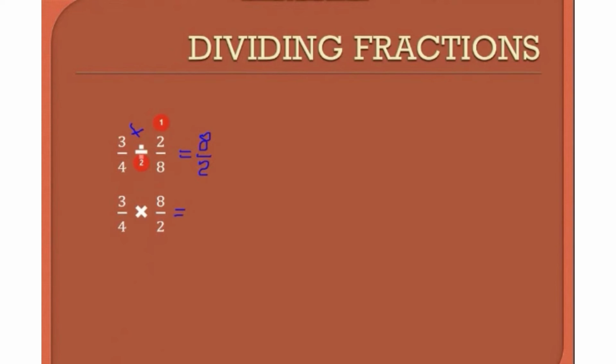3 times 8 is equal to 24 and 4 times 2 is equal to 8. This can be simplified because 8 can go into 24 3 times and 8 into itself 1. 3 over 1 is the same thing as 3.